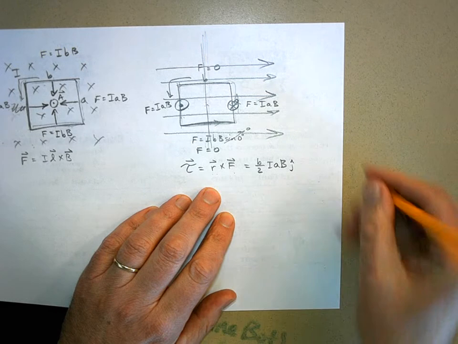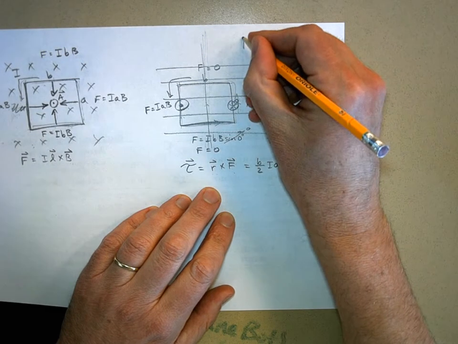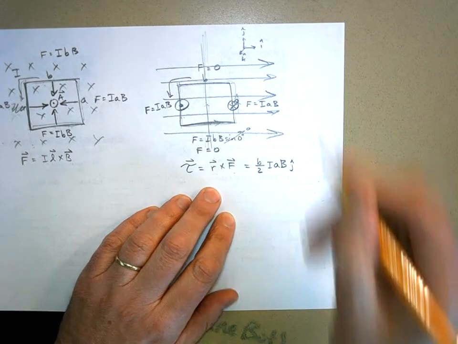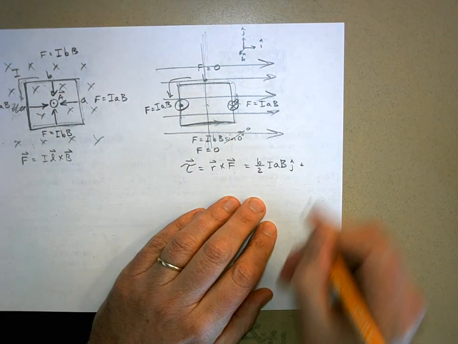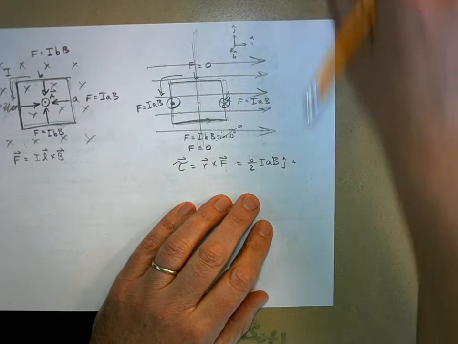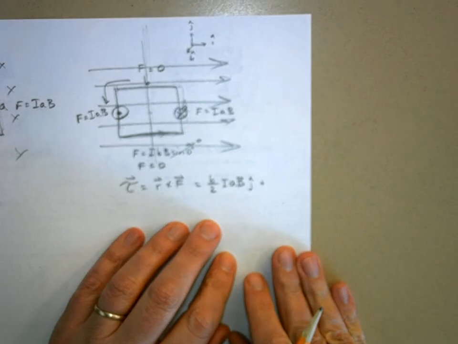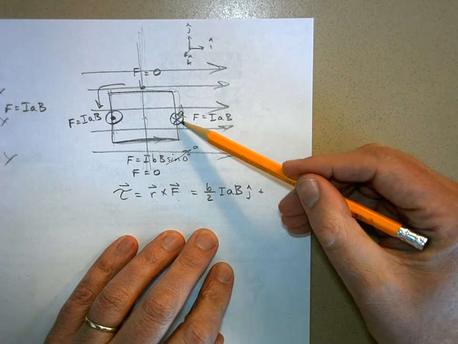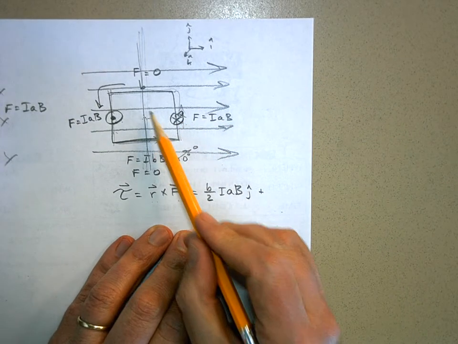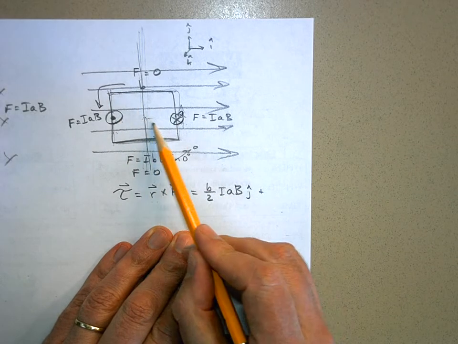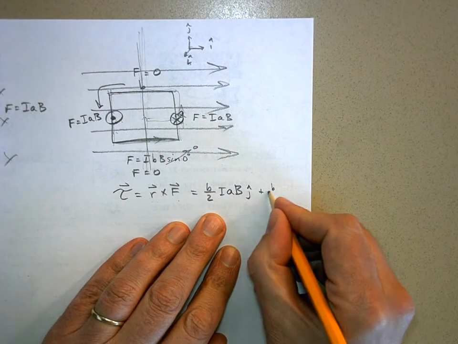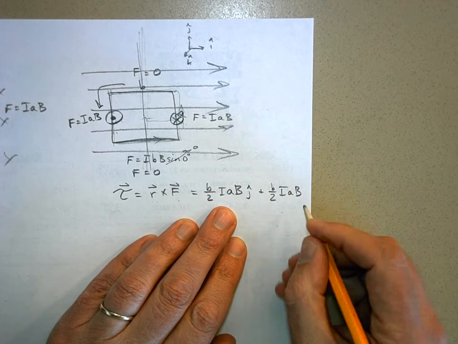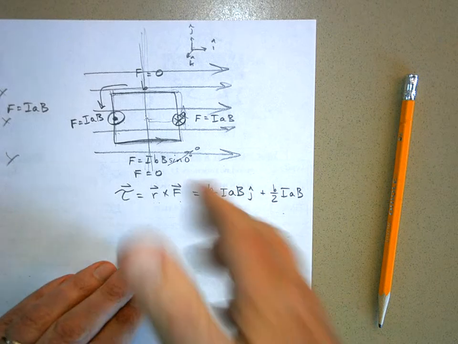Okay, because we'll make this direction J-hat. We'll make this I-hat, and then coming out of the paper is K-hat. Now, plus the torque due to this force. Well, what is it? Well, look, it's B over 2. This is B, so this is B over 2 times I A B. And look, it's trying to make it rotate this way, so it's J-hat.